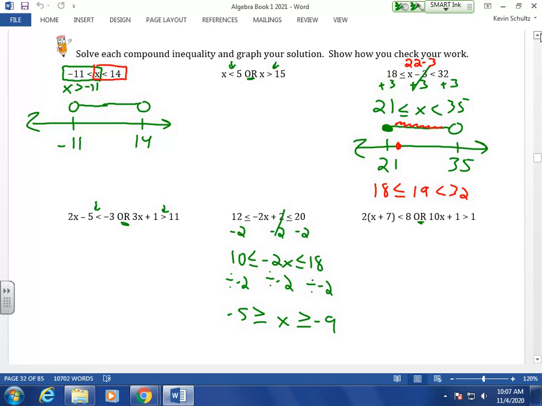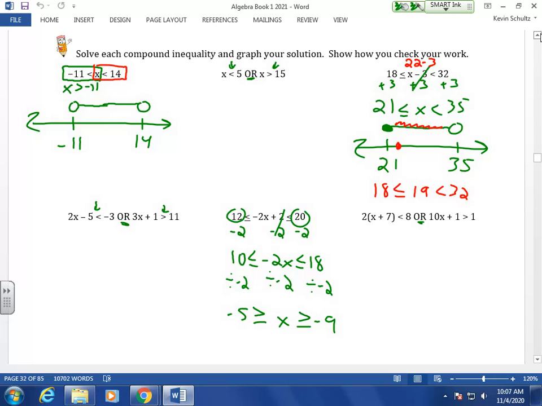Anybody see anything quirky about that solution statement that we have there? Yeah, Sepa? Negative 9 is lower than negative 5. Yeah, it's kind of backwards, isn't it? If we looked at the other ones, like negative 11 and 14, those are kind of in order, and that negative 11 is on the left side of 14 on the number line. Same thing with 18 and 32, 21, 35, they were in order. Here, we started out looking good, 12, 20, but then it flopped.